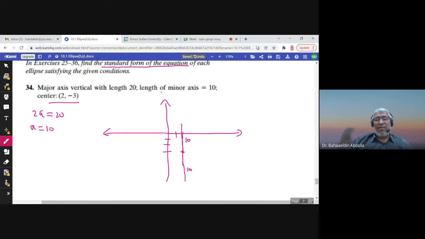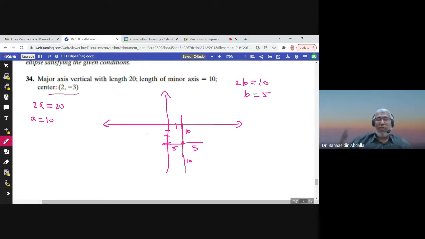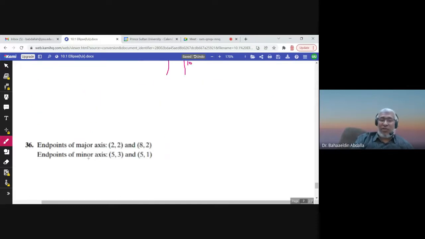The length of the minor axis is 10. The length of the minor axis is always 2b. So b is 5. So I go 5 units to the right, 5 units to the left, and sketch the graph of the ellipse. What is the equation of the ellipse? x minus h, h is 2. y minus k, k is negative 3. Below x, I have 5 squared, 25. Below y, I have 10 squared, 100. This is b squared and this is a squared. And that's the equation of the ellipse.